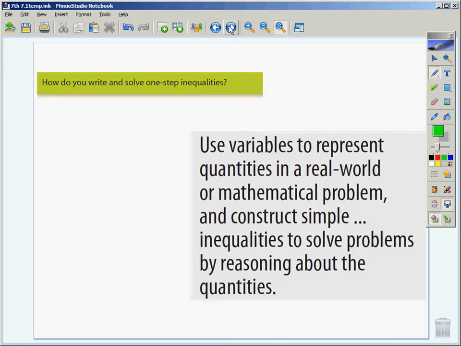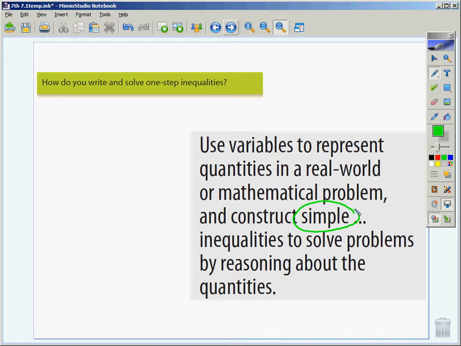It really says students will be able to use variables. A variable is what? It's an unknown number. That's really what it is. To represent quantities in the real world or a mathematical problem, construct, what does it say? Simple. Please notice that word, simple. It doesn't have to be hard to construct. Talking about things that are easy to work with. Simple inequalities to solve problems by reasoning about those quantities.